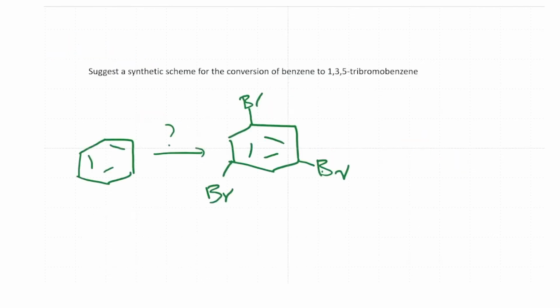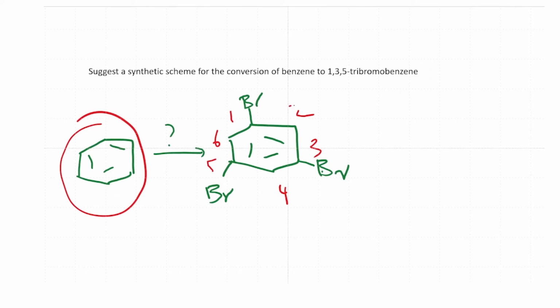Suggest a synthetic scheme for the conversion of benzene to 1,3,5-tribromobenzene. So here is the reaction that we want to do. We want to convert benzene to 1,3,5. If you number this 1, 2, 3, 4, 5 and 6, you want to prepare 1,3,5-tribromobenzene.